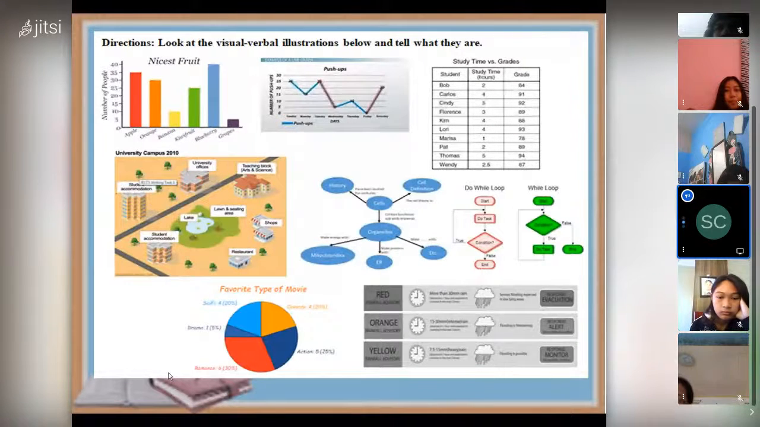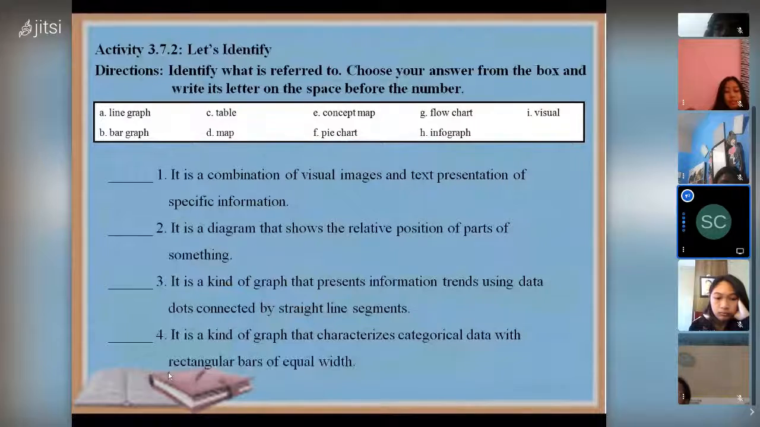Okay. This one. So let's identify. Let's give meaning. Identify what is referred to. Choose your answer from the box and write its letter on the space before the number. In the box, you can see there are different visual verbal illustrations, the names of visual verbal illustrations. So you have to identify what is referred to in each item. So number 1, Samuel.